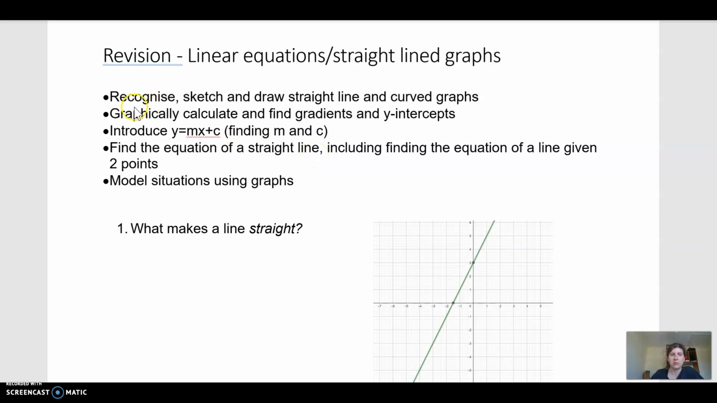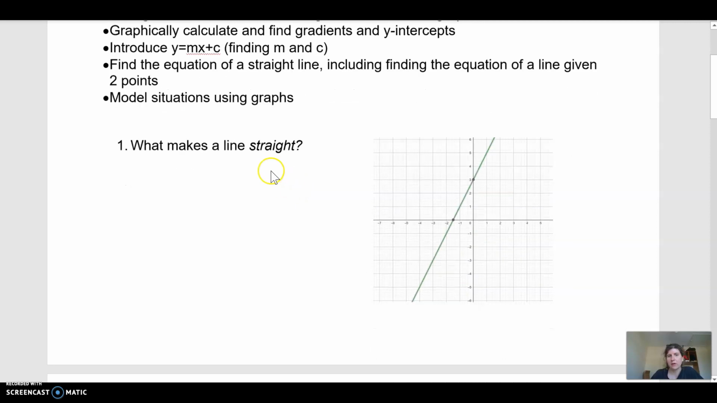Okay, so the first thing you need to be able to do is recognize, sketch, and draw straight line and curved graphs. Graphically calculate and find gradients and y-intercepts. Introduce y equals mx plus c, so that's the equation of the line, and being able to find m and find c, which is the gradient and y-intercept anyway, so we're covering that in the point above. Find the equation of a straight line, including the equation of the line between 2 points, and model situations using graphs. Okay, so we're going to look at all of these things.